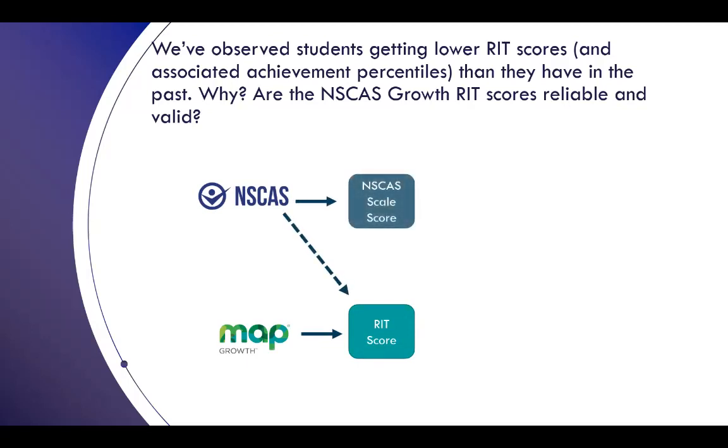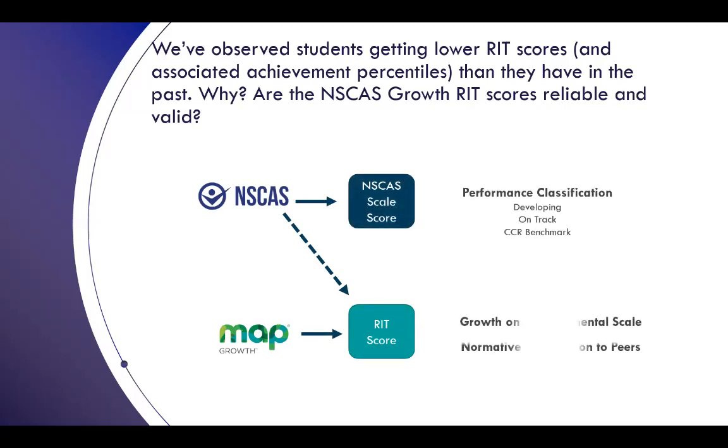It was to measure growth on the MAP developmental scale and link to norms, comparing student performance to other testing at the same point in time. The NSCAS scale score and performance classification, developing, on track, college and career benchmark, answers a different question about where the student is relative to end of the year expectations. Both scores are useful for their intended purposes.